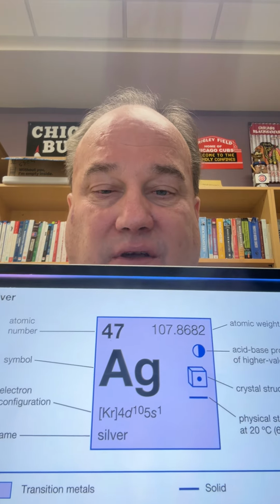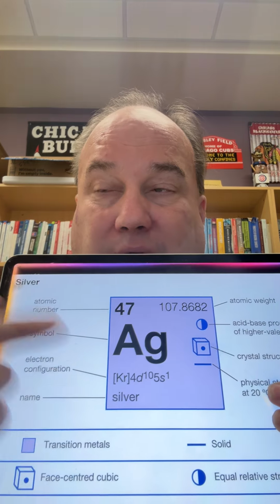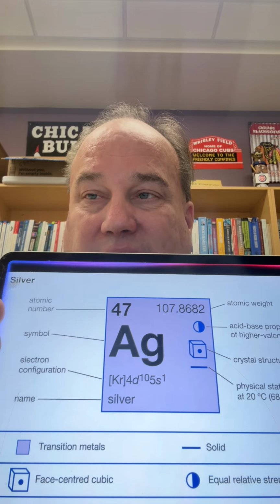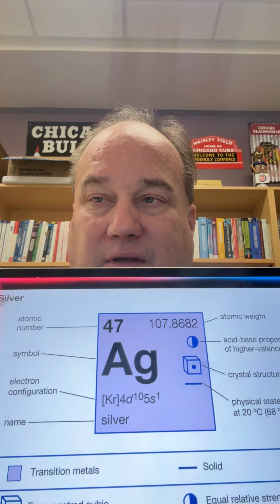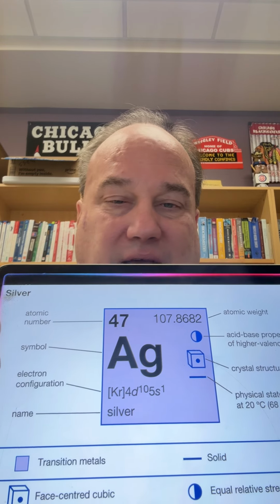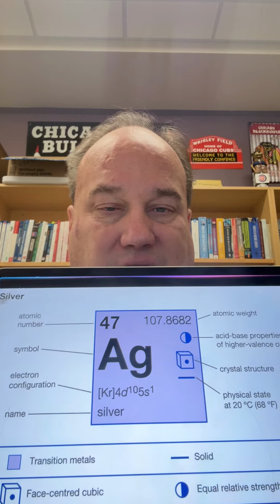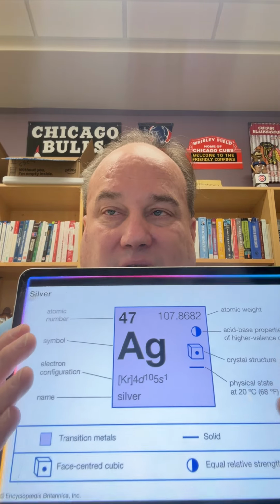Now, the electron configuration right here. So this is right below here, and that's krypton. So it's got the electron configuration of the krypton noble gas, and then 4d10 5s1. So of course it's got the d orbitals for the transition metals, and so that's kind of where it is.